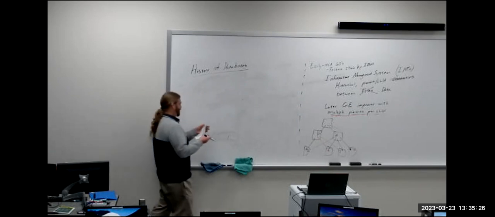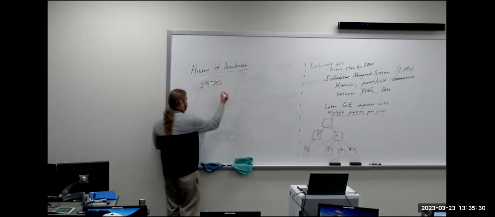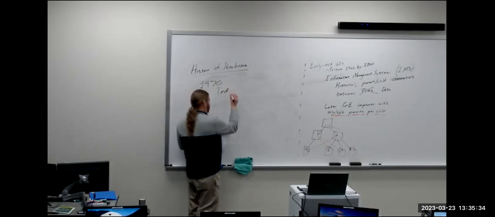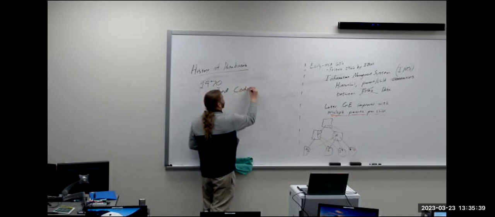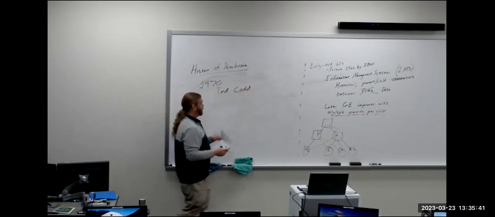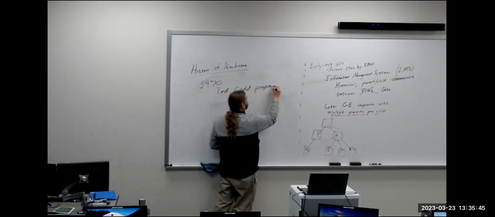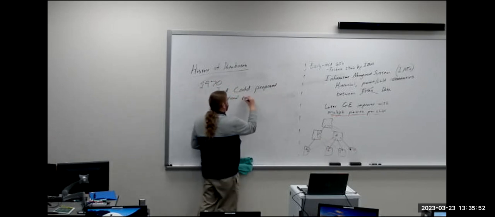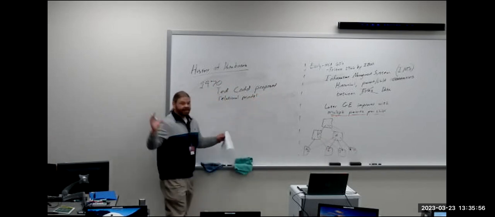Just scrub that. Okay, so in 1970, a fellow by the name of Ted Codd, Codd, like the fish. So Ted Codd proposed the relational model. That's the one I'm going to draw pictures of the other day.